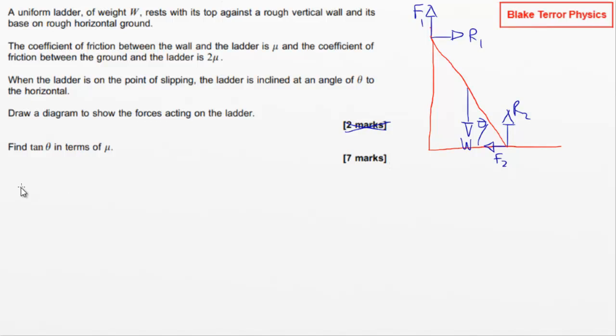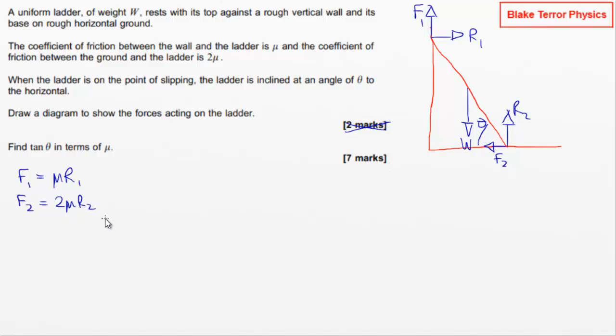So let's get 5 equations. Start with the simple ones. We'll do our F equals mu R. Up against the wall, we've got F1 equal to mu R1. And then on the ground, we've got F2 equal to 2 mu R2. So that's 2 equations done.